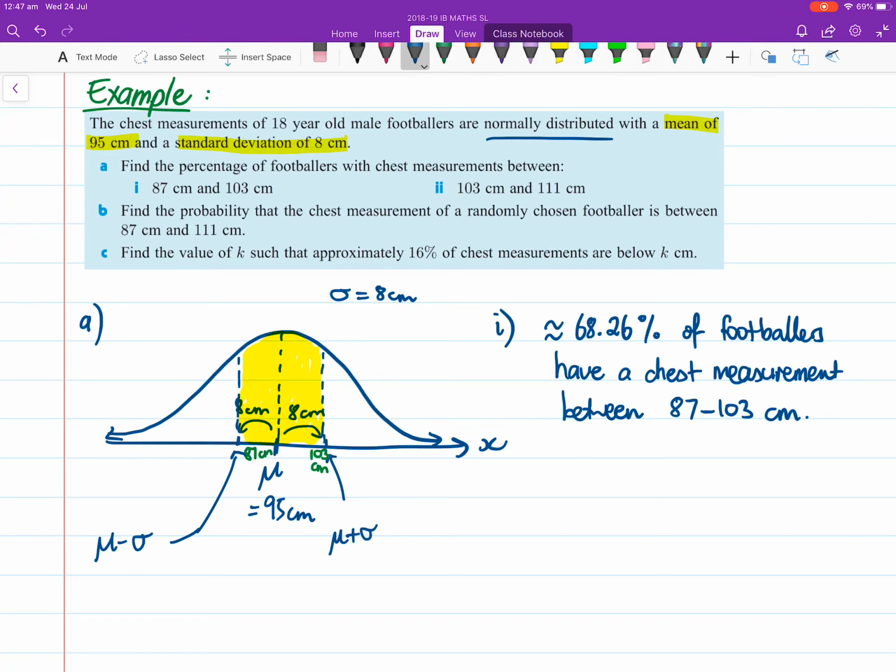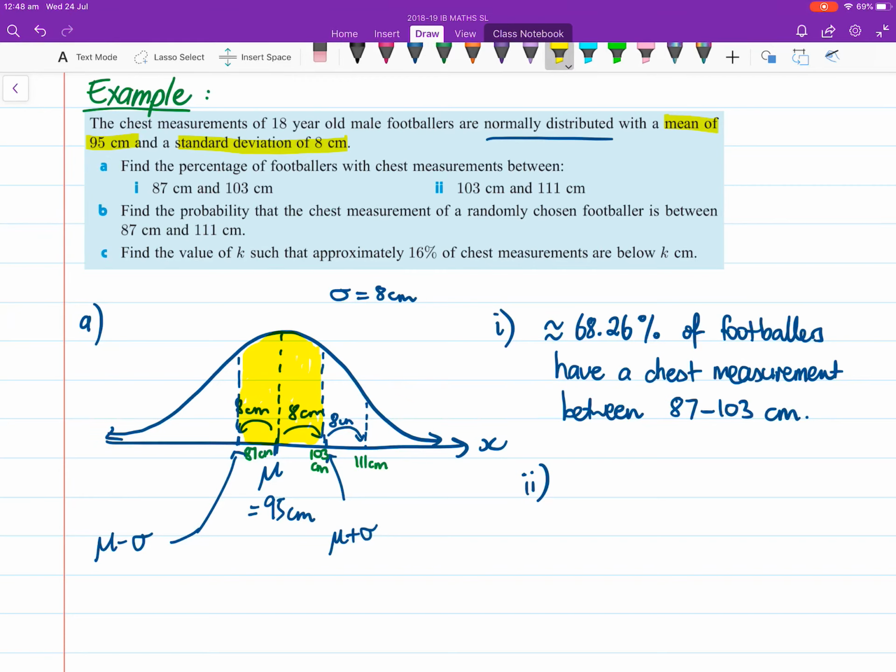Okay, all right, so that's that one. Part 2 asks us to look for 103 to 111 centimeters. Now we've got 103 there. Now if we get 111, let's see, if we add another 8, that'll work, won't it? If I add another 8 centimeters, that'll get us to 111 centimeters, which works out well.